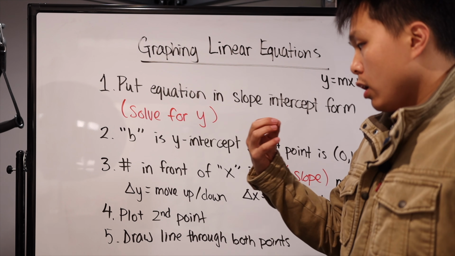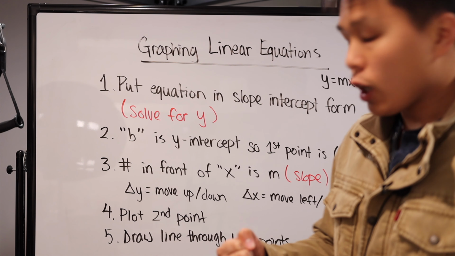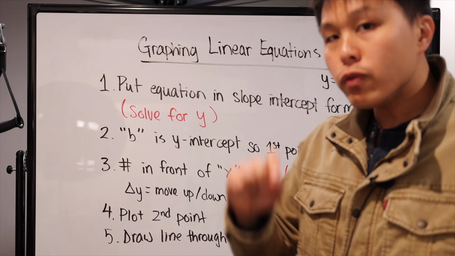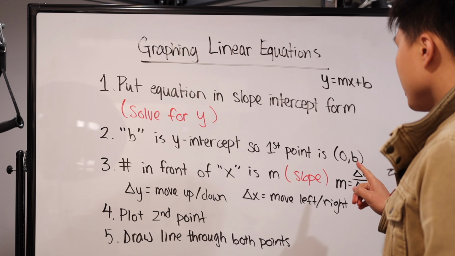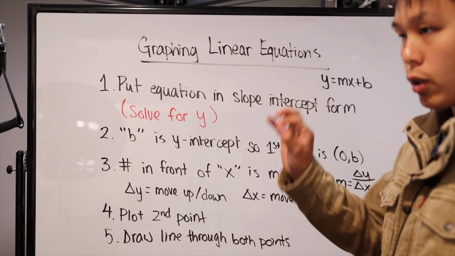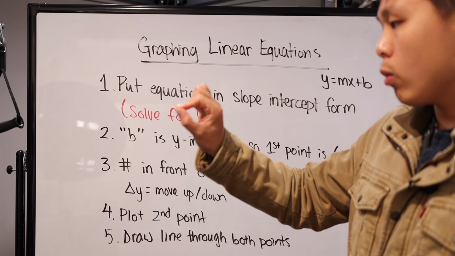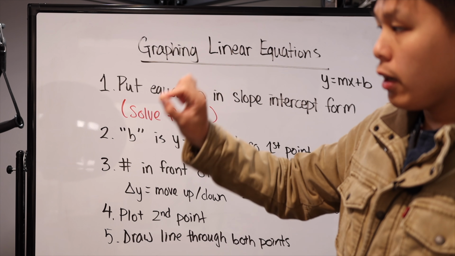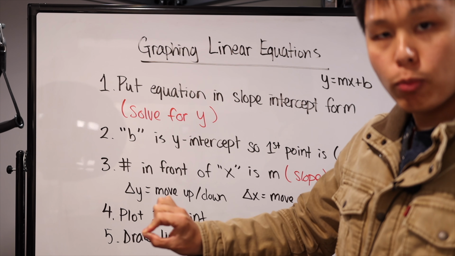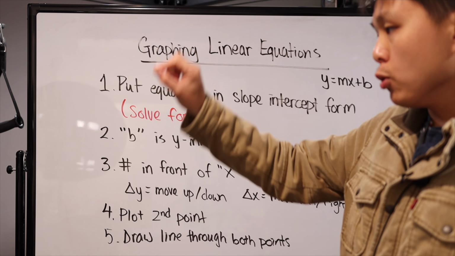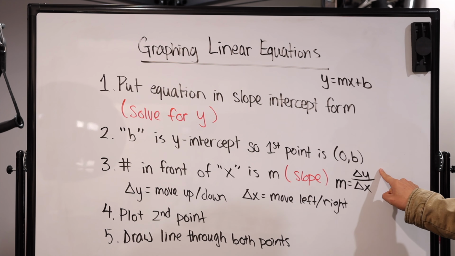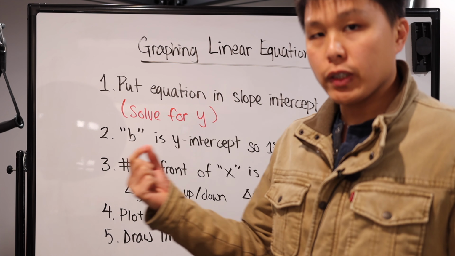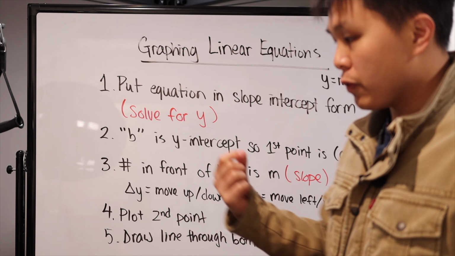Delta y, basically the change in y, that number on top, tells you if you're going to move up or move down. So what that means is that you're going to start off with one point, (0, b), and if the delta y is positive, you're moving up. Okay? If the delta y is negative, you're moving down. So you will move up however much delta y is, and then delta x is moving left to right. If it's negative, you're moving to the left. If it's positive, you're moving to the right.